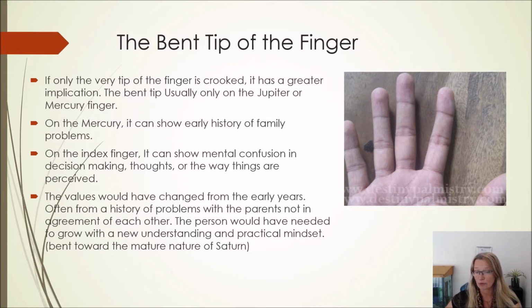Often again, a history of problems with the parents, maybe not being in agreement with each other, not necessarily every case, but it's just an example of a typical case where the parents are either divorced or they fight or disagree a lot. So that person with the bent tip would have needed to grow with a new understanding and like a practical mindset to forgive their parents or understand the situation more. So it's bending towards the maturity of Saturn. They might have had to mature at an early age.